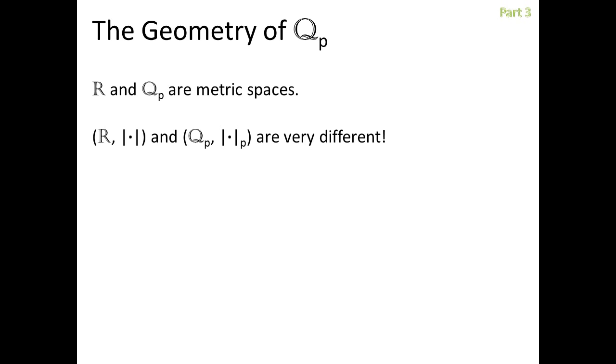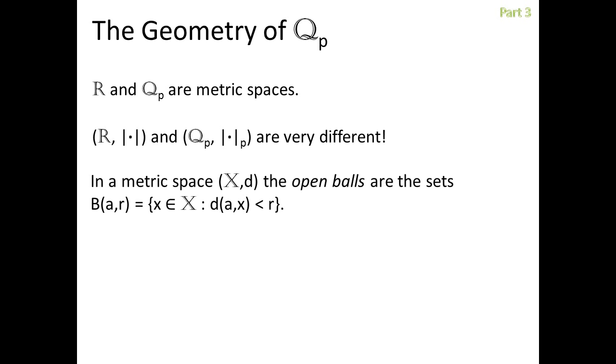So we're going to look at the geometry of Qp. So R and Qp are both metric spaces. Q is a metric space with respect to the ordinary absolute value. It's a metric space with respect to the p-adic absolute value. And when we complete Q, we get R and Qp, which are metric spaces as well with respect to their metrics. But they're very different.